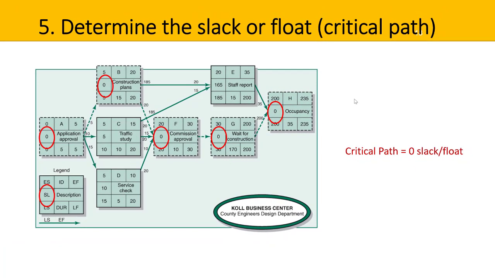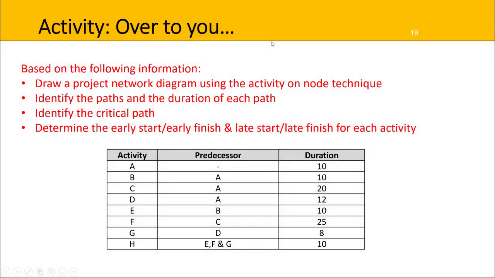So now for an activity, this will be over to you. So based on the following information in the table, draw a project network diagram using the activity on node technique, identify the paths and the duration of each path, identify the critical path, and determine the early start, early finish, and late start, late finish for each activity.